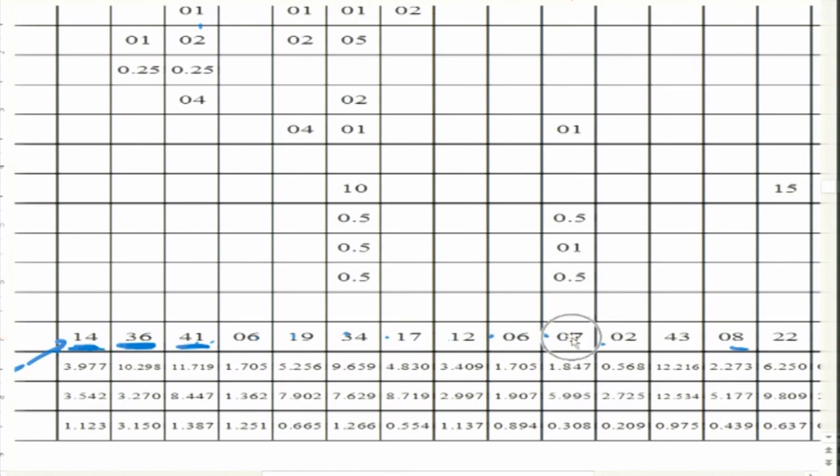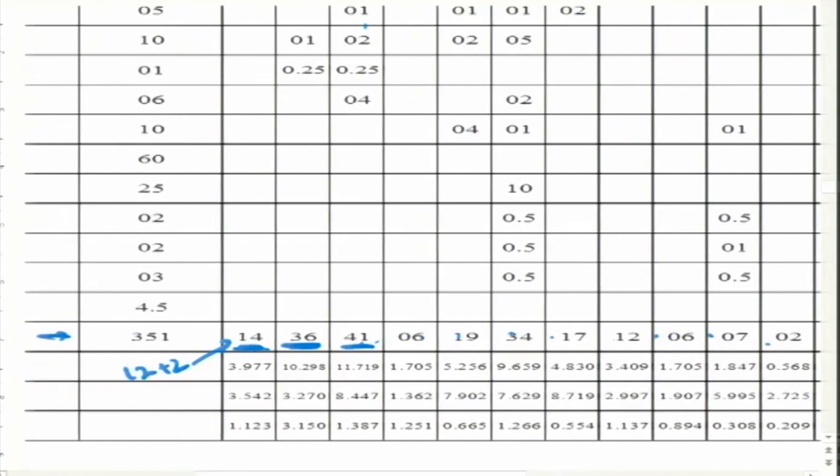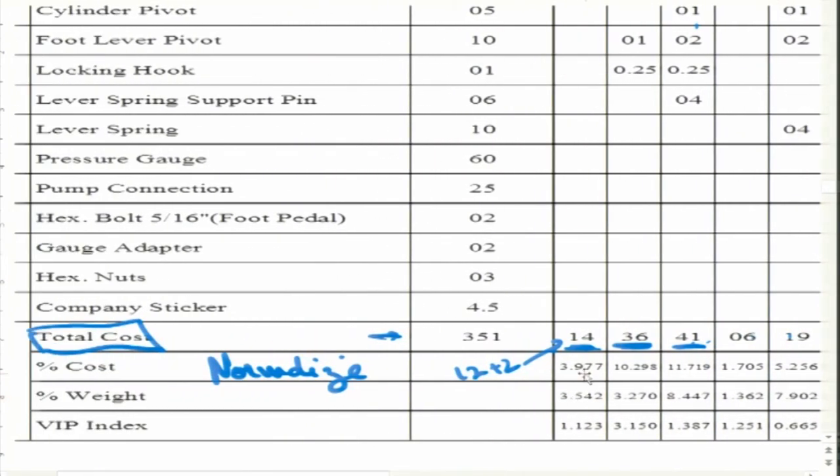This 7 is the total cost for one function, 6 is for the other function, and we have again normalized this. The value 3.977 comes from the ratio 14 by 351. 14 by 351 is 3.977, 36 by 351 is 10.292. Again we are normalizing with respect to the total cost on the value 100. So we have got the percentage cost and the percentage weight.